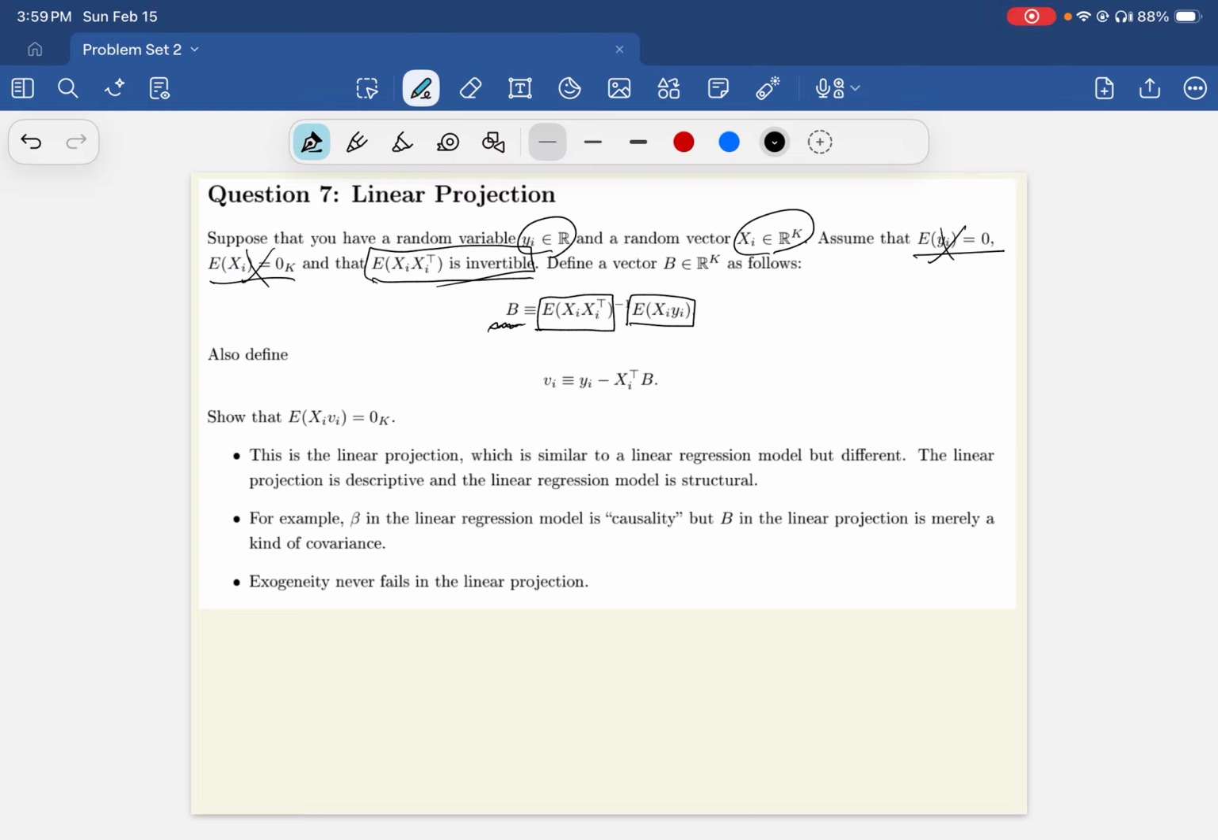And then I will define v. By the way, this equality sign is a definition, right? Equivalence. The capital B is always equal to this. It cannot be false. Then v_i is defined as the residual. Okay, and then I'm going to show that the residual is orthogonal to the regressor x. Okay, so let me try this.